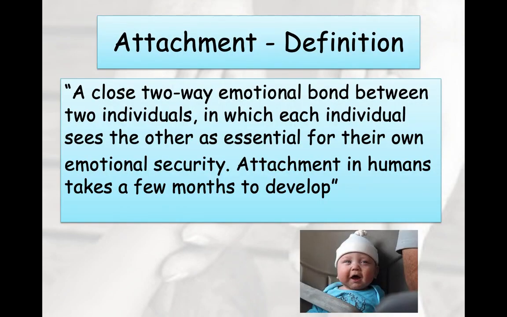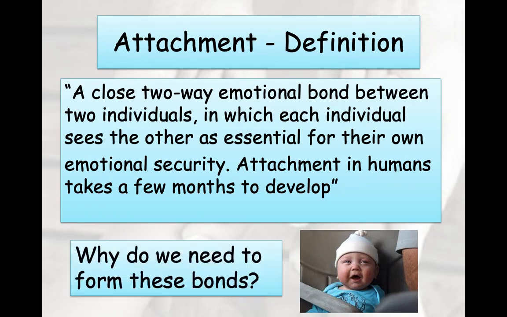Okay, so here's a definition that I found online. Hopefully yours is quite similar. If yours was completely different, it might be that you looked at the wrong sort of thing, so you can always put this one in instead. But largely the definition of attachment is a close two-way emotional bond between two individuals in which each individual sees the other as essential for their own emotional security. Attachment in humans takes a few months to develop. Okay, so obviously we're going to be looking at from birth to the development of attachment, so it can take a few months. And why do we need to form these bonds?